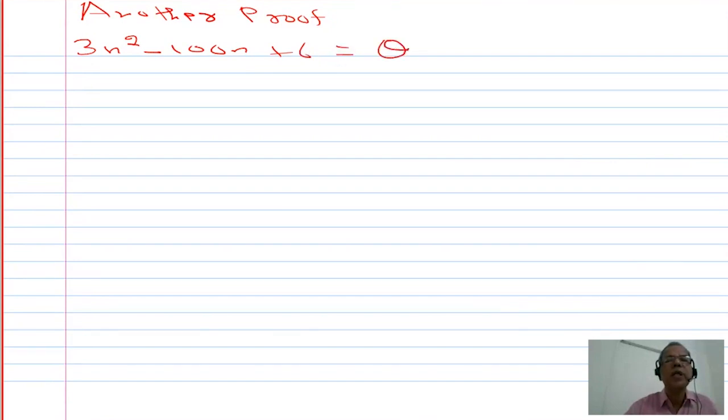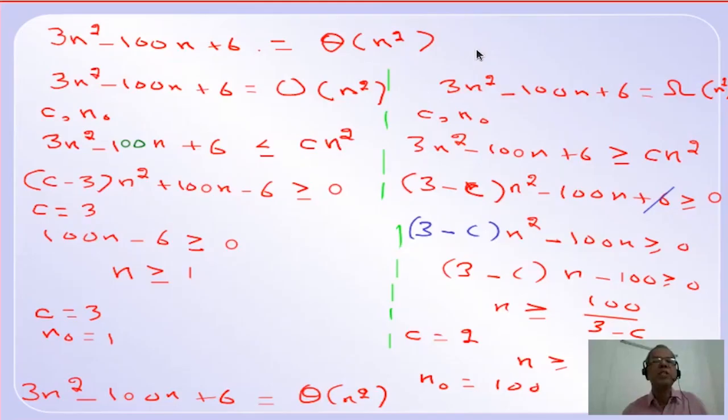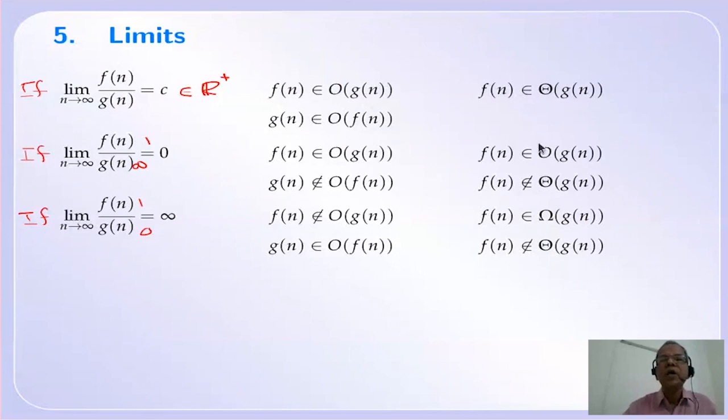3n squared minus 100n plus 6 is equal to big theta of n squared, another proof. Look at the definition of asymptotic growth rates using limits. In order to show that f of n is equal to big theta of g of n, all I have to show is that the limit as n tends to infinity of f of n over g of n is equal to a constant. Let us try that.